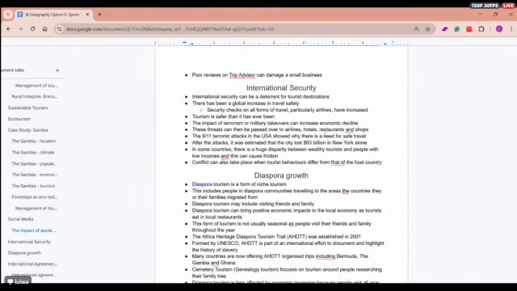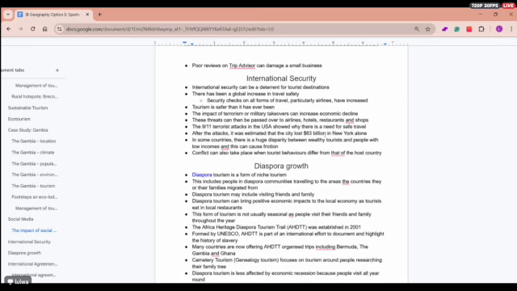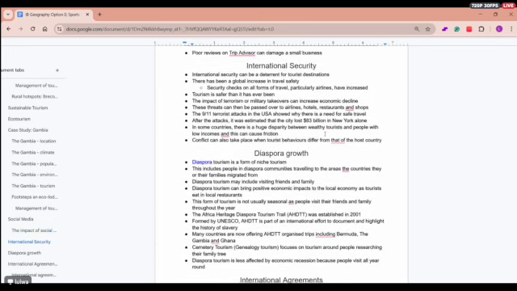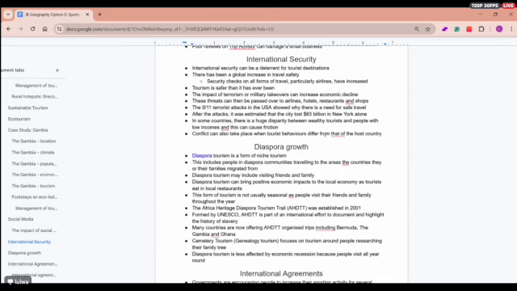There has been a global increase in travel safety. Tourism is, of course, safer than it has ever been. And after the 9/11 attacks in the USA, it showed why there is a need for safer travel. After it, it was estimated that the city of New York lost $83 billion.